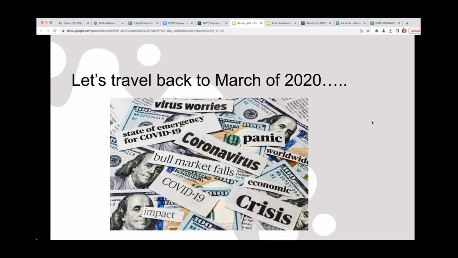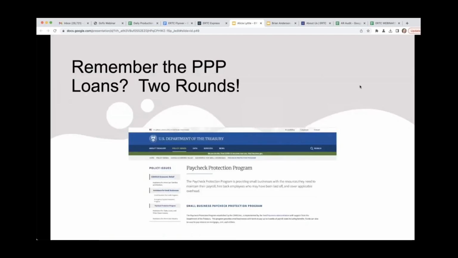So let's think about this, right? That week was the beginning of COVID. The government in America, for those of you that are Americans, responded.